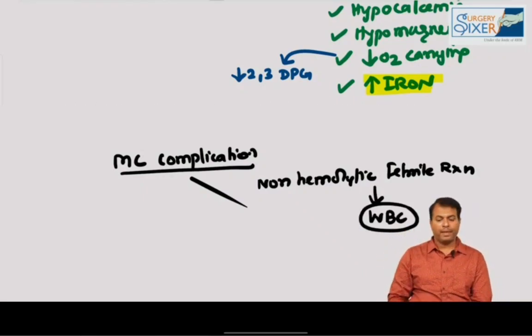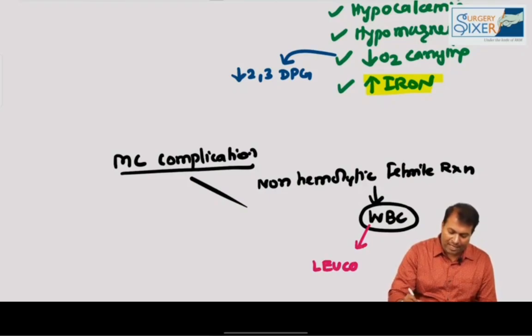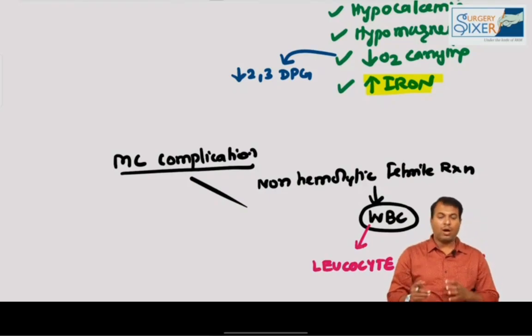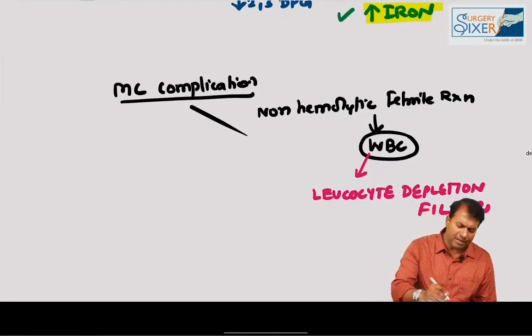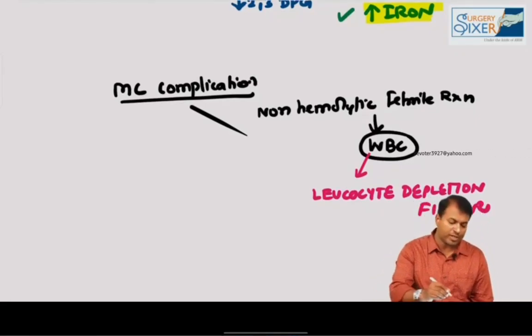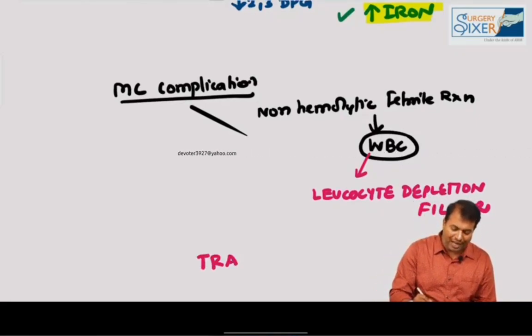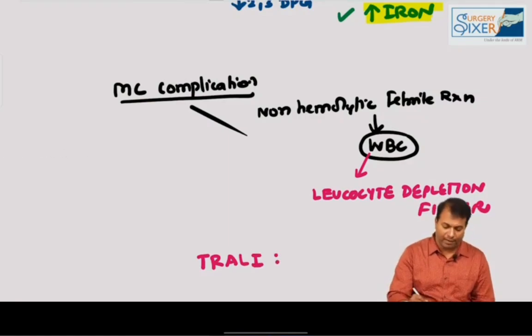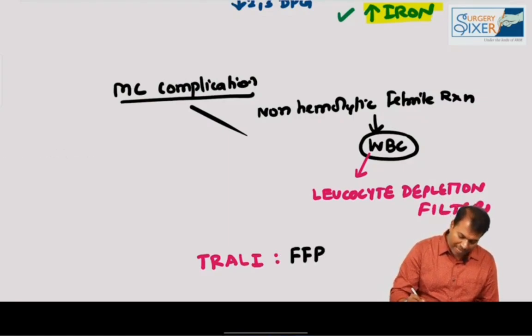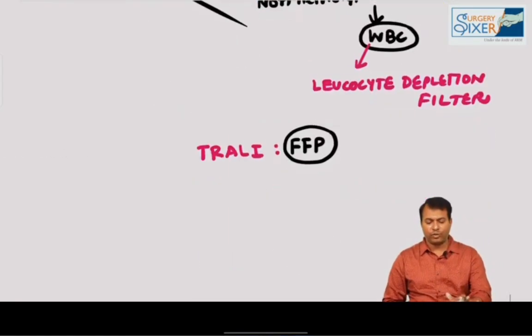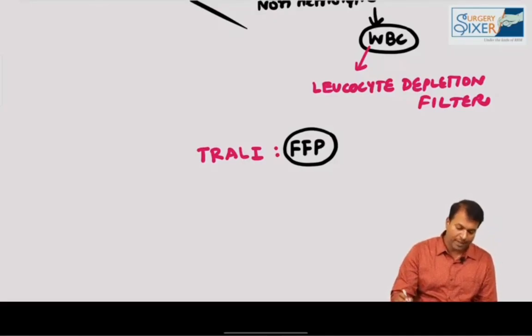Please don't forget. This can be prevented by special filters now available, known as leukocyte depletion filter. Asked in AIIMS as an image-based question. I will show you that image. So for non-hemolytic febrile reaction, we use leukocyte depletion filter, which will remove the WBC before transfusion. And TRALI, transfusion related acute lung injury, is another complication in transfusion, especially seen with fresh frozen plasma. So TRALI is more common with FFP.